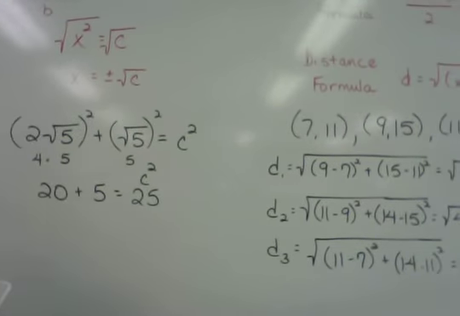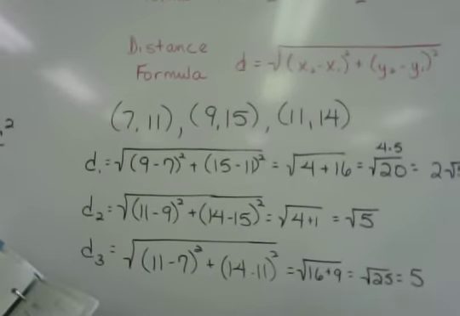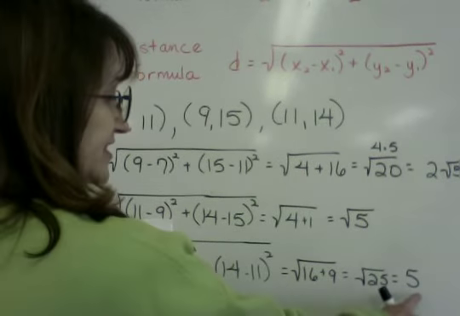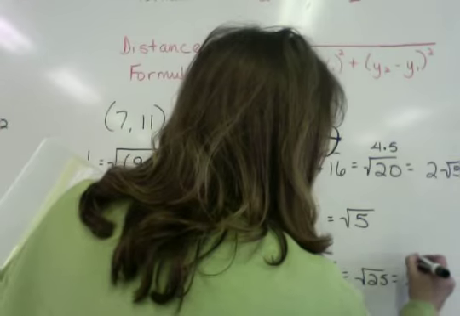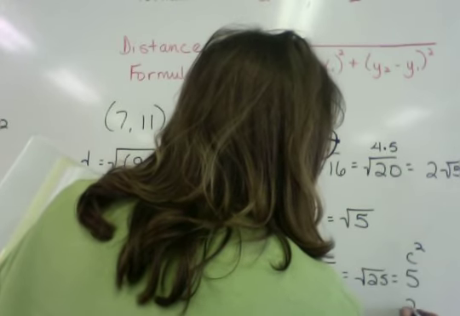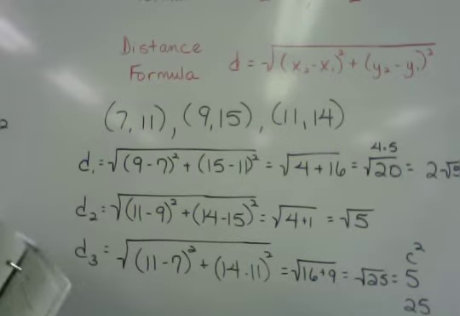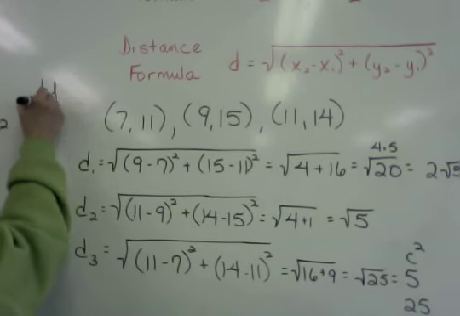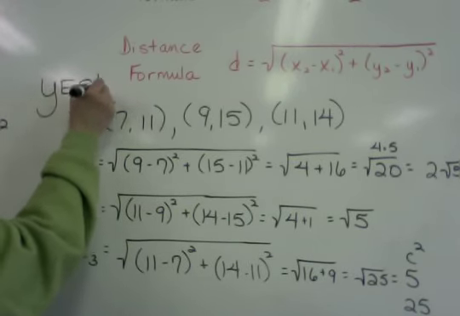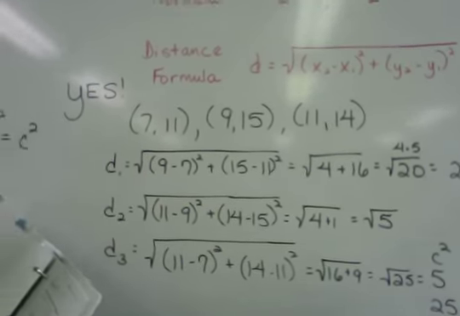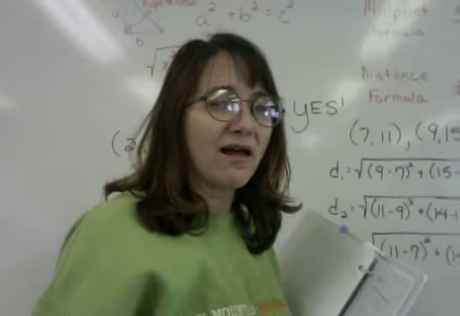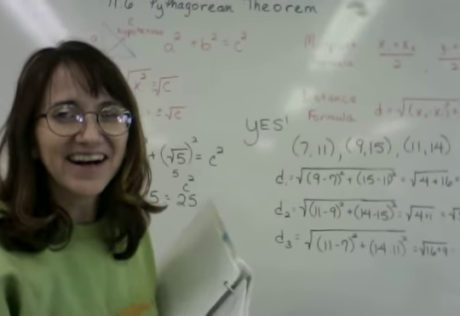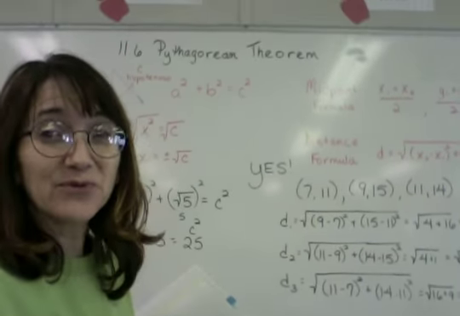Would that work? Look at what my third distance was. My third distance was 5. But see, C would be C squared. So look, yeah, that would work. So the short of it is, yes, this is a right triangle, because we plugged it into the Pythagorean theorem, and it worked out.